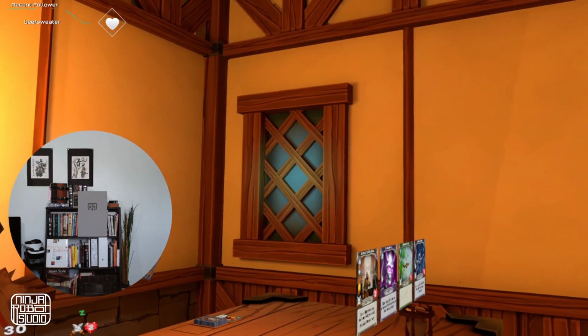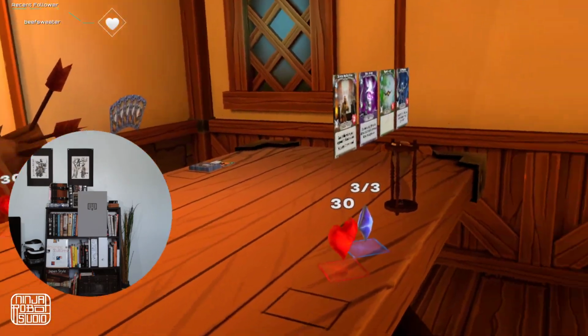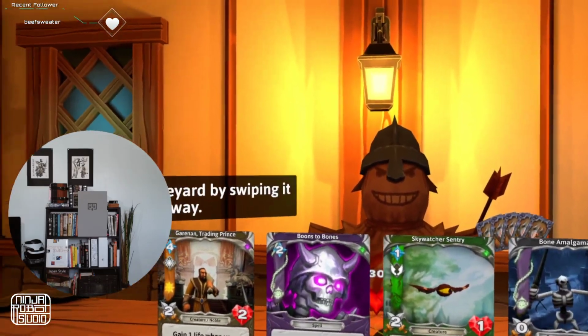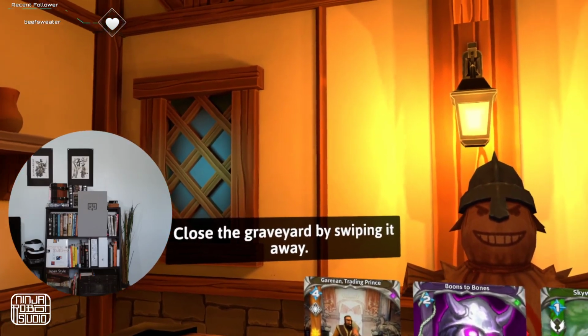Oh look! Remember last turn how you discarded Garanin Trading Prince? You have a spell in your hand that can bring him back. Close the graveyard by swiping it away.